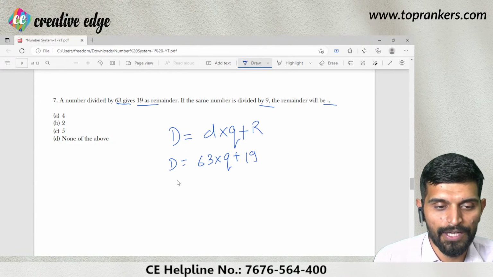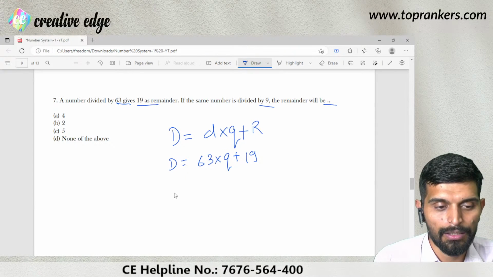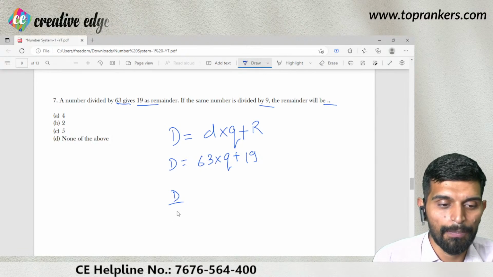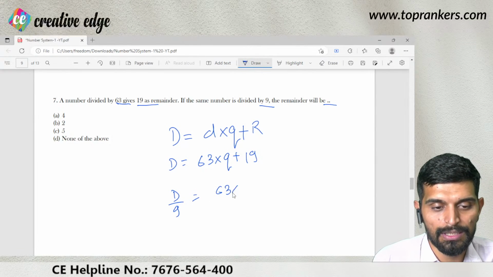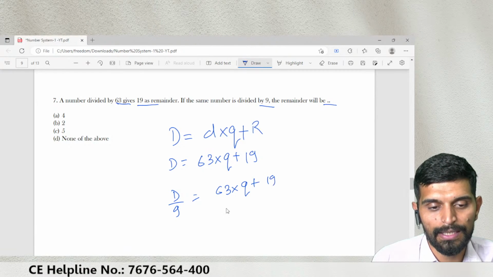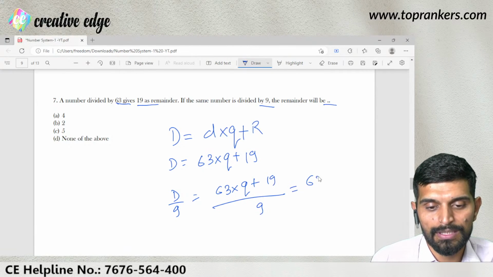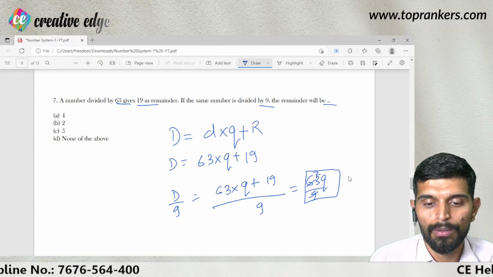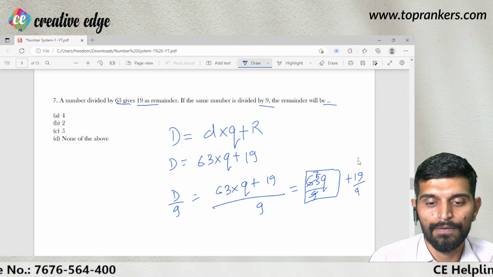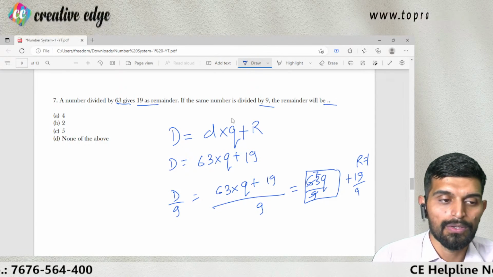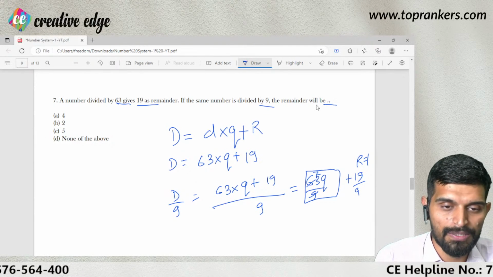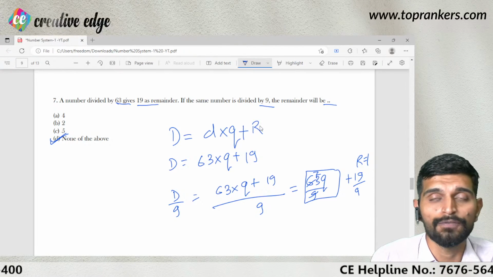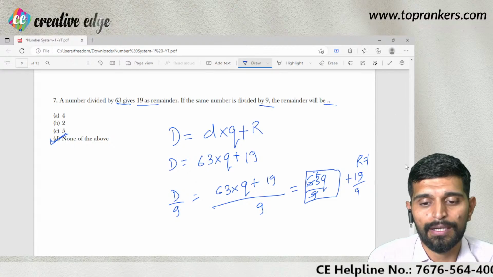When the same number is divided by 9, the divisor will be 9, so D upon 9 is equal to 63 into Q plus 19 upon 9. So 63Q divisible by 9 will give you 7Q, plus 19 upon 9 will give you a remainder of 1. So the remainder will be 1, and that has not been mentioned. So the answer will be none of the above. None of the above is the correct answer here.